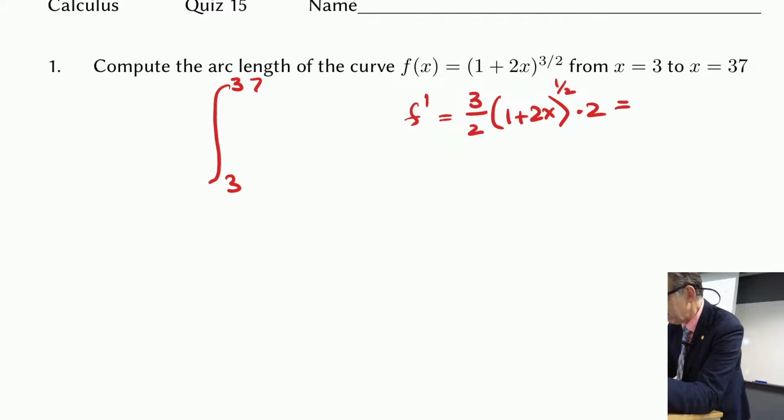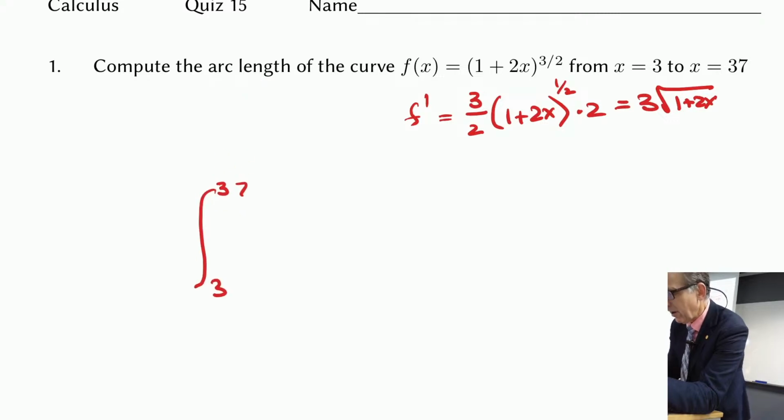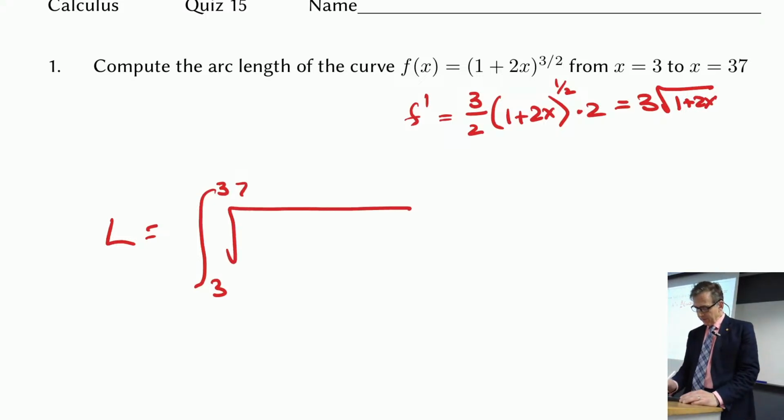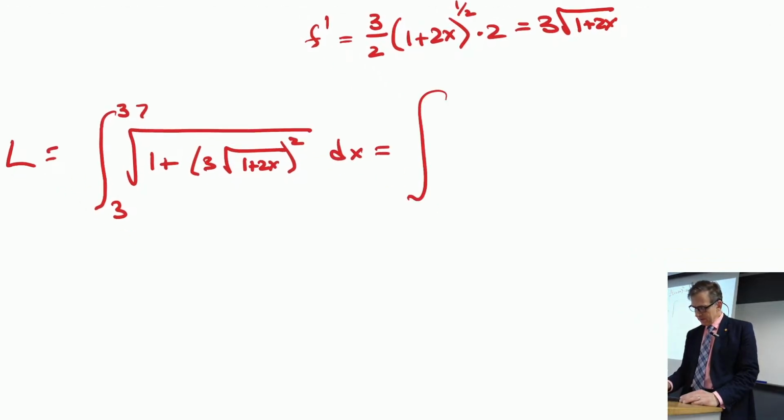Okay, that's really ugly, isn't it? It's 3 times the square root of 1 plus 2x. How's that? Okay, so now that we've got that out of the way, let's move this down here. The arc length is going to equal this integral of the square root of 1 plus that thing squared, from 3 to 37.